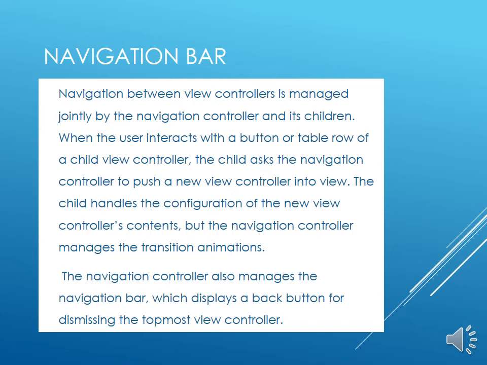It means if the user asks for page 1, the navigation controller will push page 1, and if it asks for page 2, it will push page 2. The child handles the configuration of the new view controller contents, but the navigation controller manages the transition animations, that is, how one screen slides over another. If I ask for page 1, it will disappear and page 1 will be shown, and if I ask for page 2, page 1 will be replaced with page 2. This animation is handled by the navigation controller.